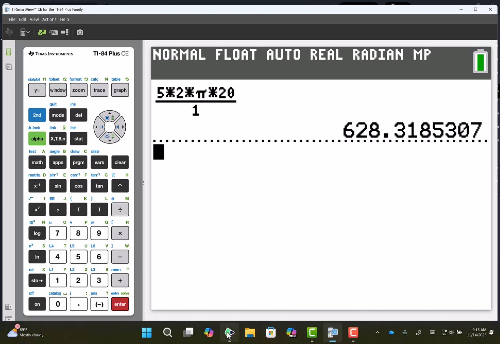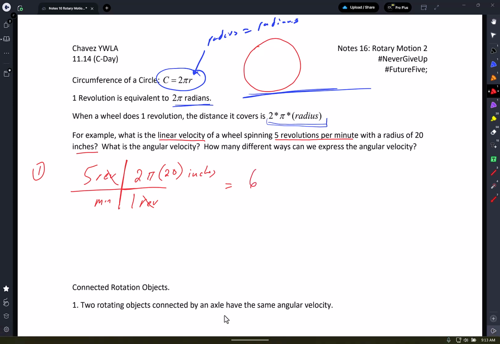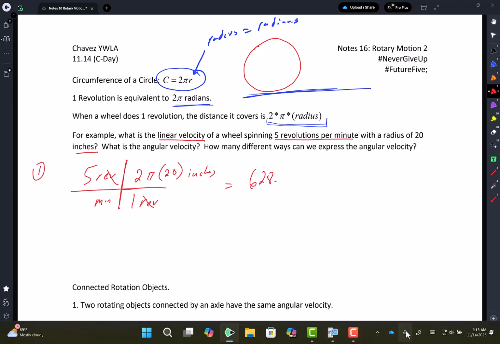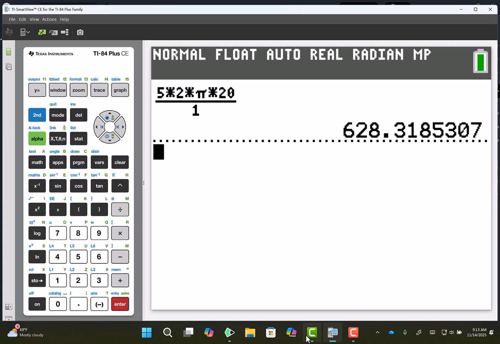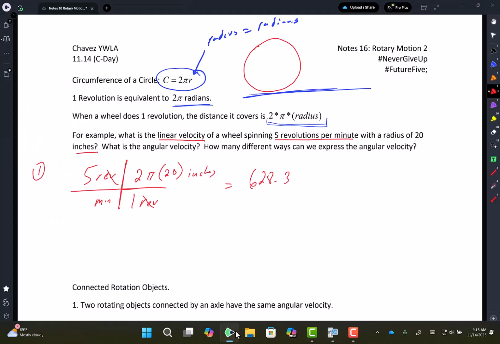628.3185. 628. And I already forgot, short-term memory. 3185. Thank you. 3185. And then what are my units? Inches per minute.